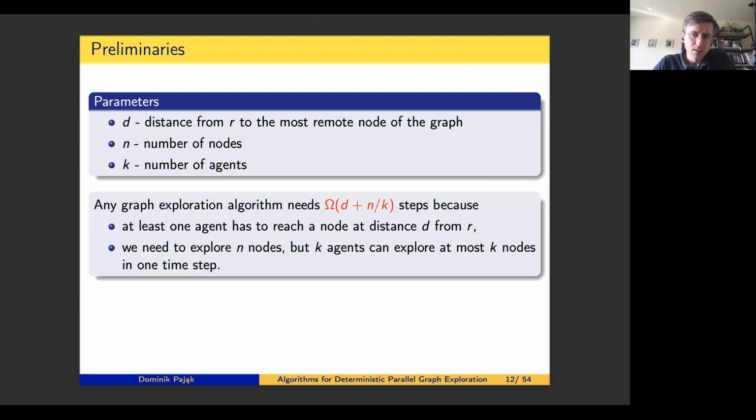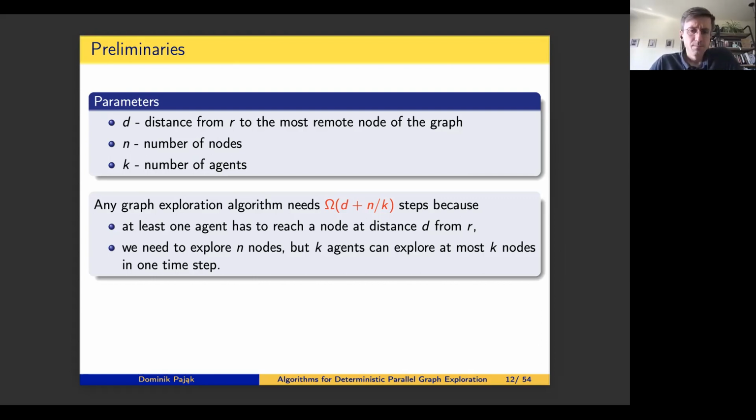And there is one simple observation, that any graph exploration algorithm needs time proportional to d plus n over k. I don't know if you're familiar with the notation omega. It basically says at least. And since we are lazy, we don't care about the constant. So it's at least a constant times d plus n over k.